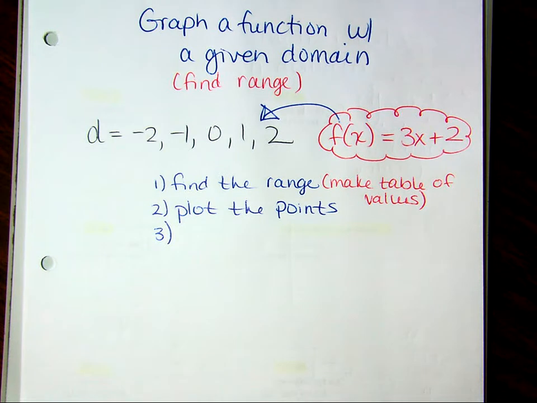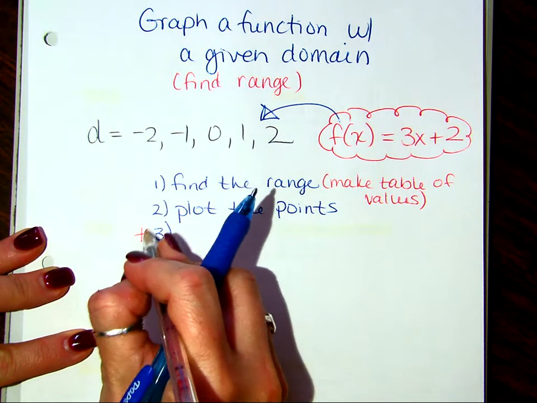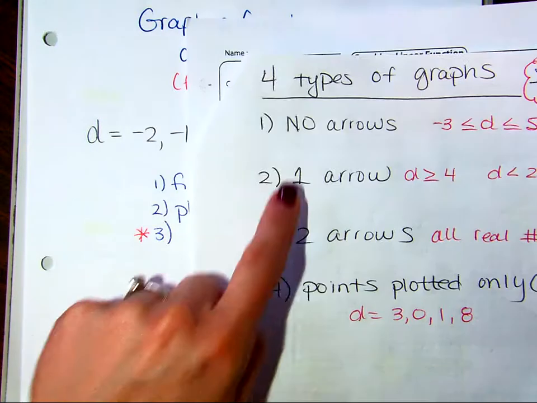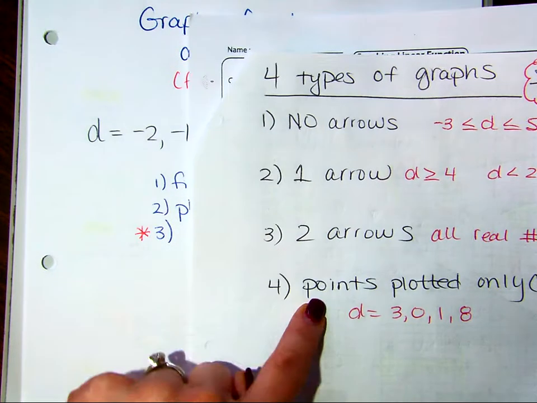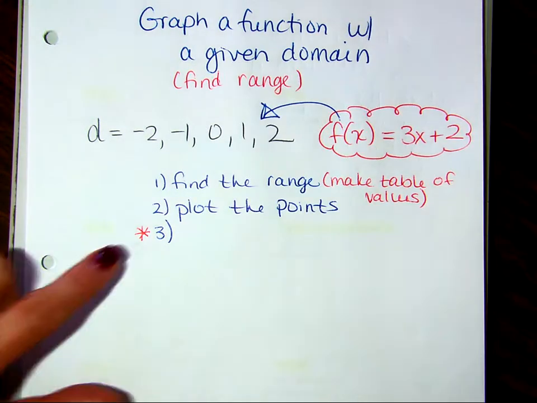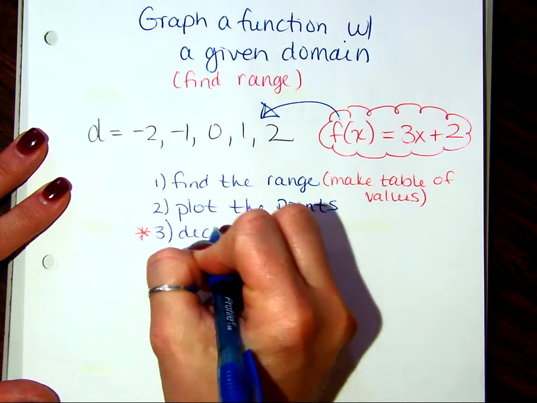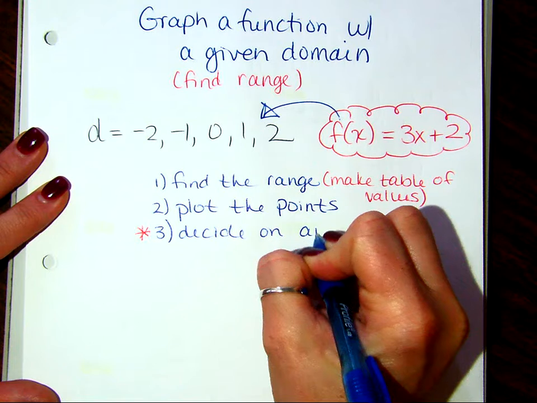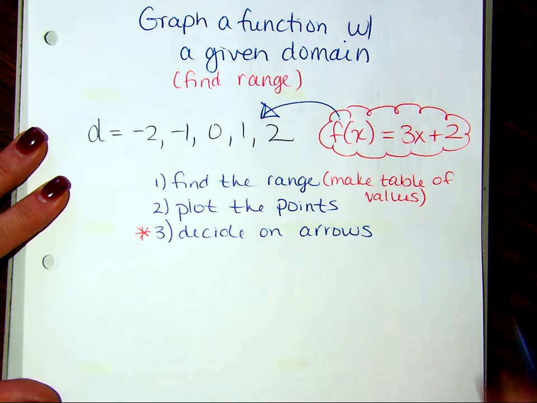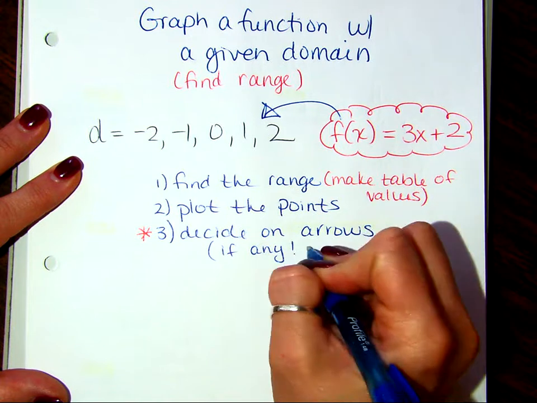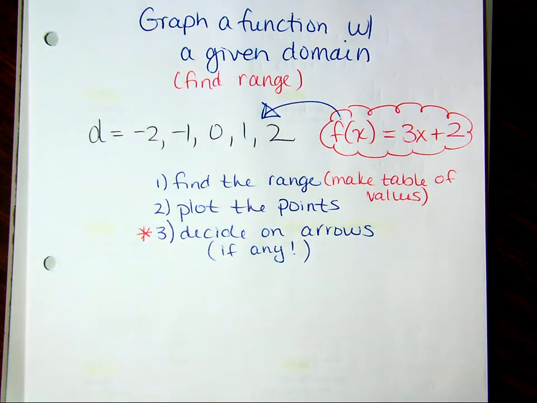After you plot the points comes the most important part of this process, is what do I do with those points? Do I put no arrows? Do I put 1 arrow? Do I put 2? Do I even connect them at all? So this is the most important part of this. Decide on your arrows, if any. All right, so let's walk you through this process.